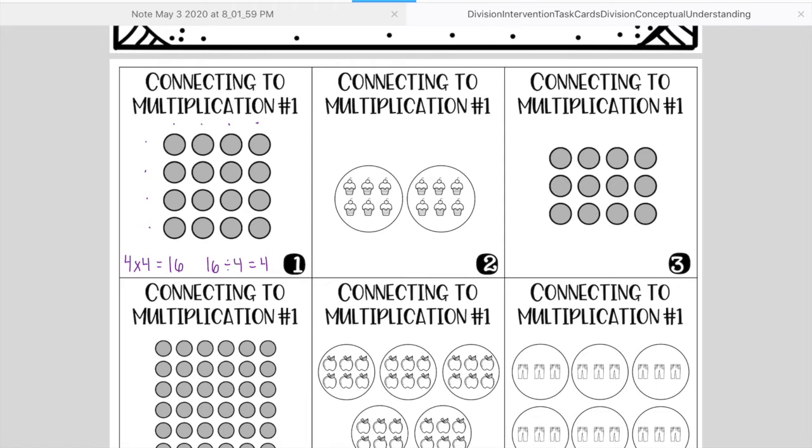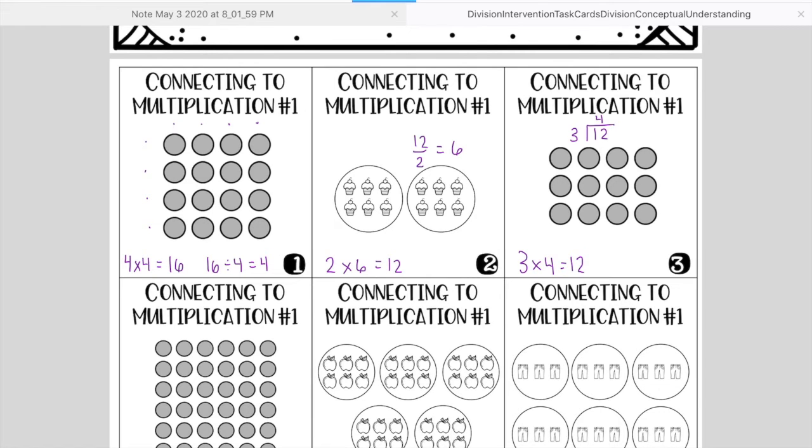I can do that for my next one. Here I have 2 groups times 6 in each group is equal to 12, which I can also write as 12 divided by 2 is equal to 6. Wow, we're just motoring through these. Here's another one. We have 3 times 4 is 12, which I can see is double the 6, and then 12 divided by 3 is equal to 4.